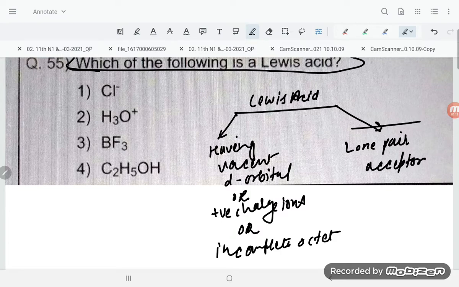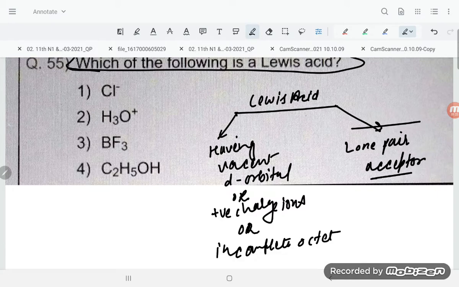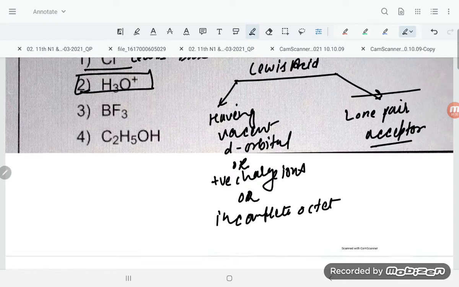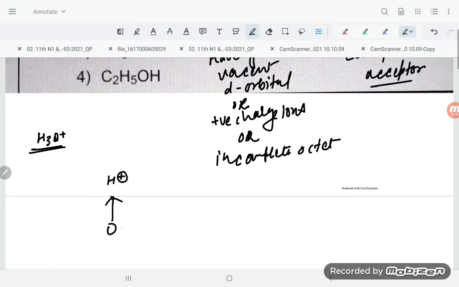So dear student, let us have a look over the lone pair acceptor. If you see these options, a negative charge is a Lewis base. All the negative charges are Lewis bases. H3O plus ion, so many students get confused in H3O plus ion, but H3O plus is not a Lewis acid. Why? You see oxygen, it is having one H plus here. It donated the lone pair electron to this H plus.